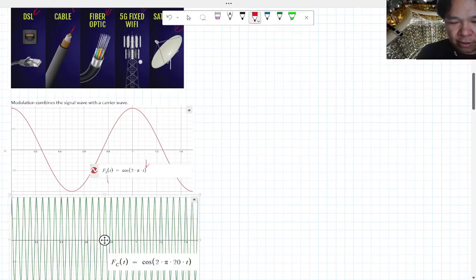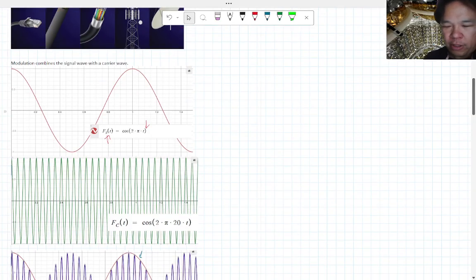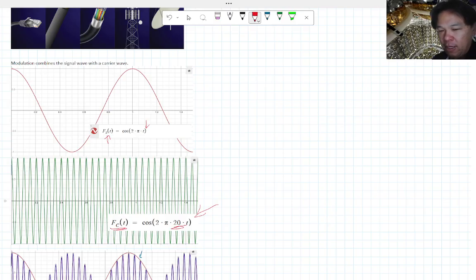So let's call this our signal, Fs, okay? And we're going to modulate it with a carrier frequency, Fc, that's much higher in frequency. So this is the 20 hertz wave. Typically, you would use gigahertz or megahertz instead. But the reason I'm using 20 is so that we can actually have a plot, because if I draw a megahertz wave, it will just be a solid green box here.